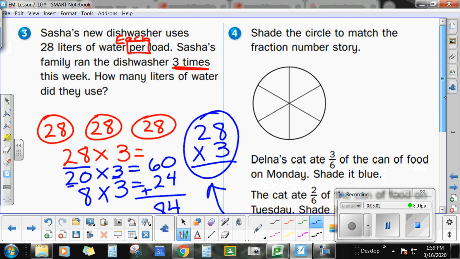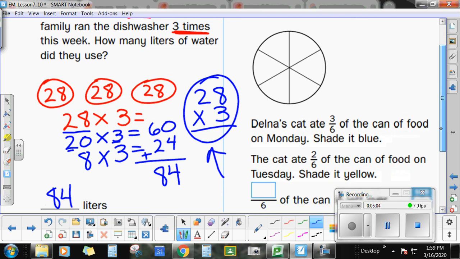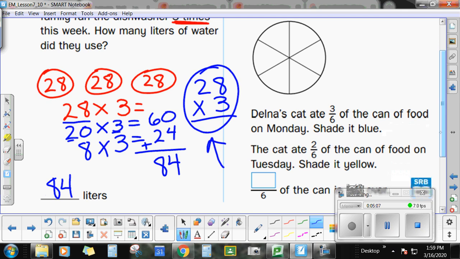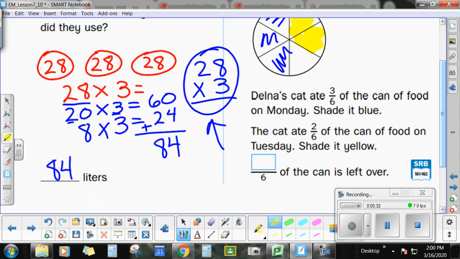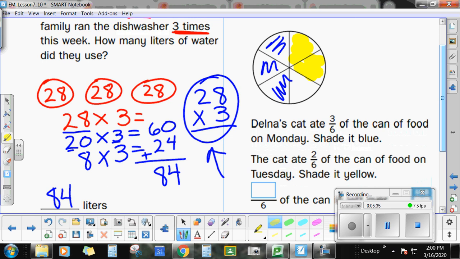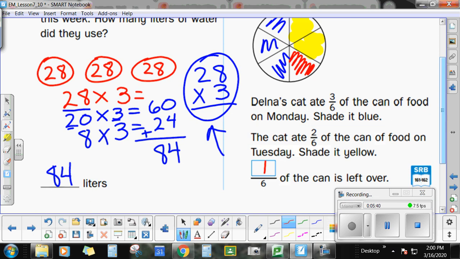All right, moving on to the next one. You're going to shade the circle to match the fraction number story. So it says, Downa's cat ate 3/6 of a can of tuna on Monday. Shade it blue. They already have it divided into 6 pieces. I'm going to shade 3 out of the 6. The cat ate 2/6 of the can of tuna on Tuesday. Shade it yellow. So I'm going to shade 2 out of the 6 yellow. And then the question is, what fraction of the can is left over? And so you can see that this is the piece that is left over, and there's 1 out of 6 left over.